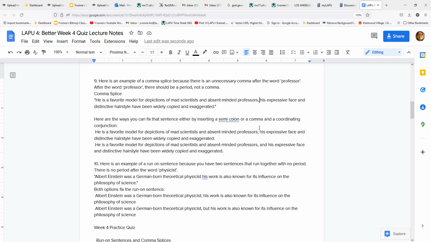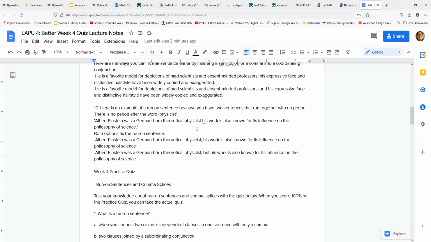He is, and here I corrected, he is a favorite of depiction. He is a favorite for depictions of mad scientists and absent-minded professors, semicolon. Or you can have a period and a coordinating conjunction. Either way, okay, you can correct it, but you're not supposed to have an unnecessary comma, and that makes it a comma splice. Here's another example of a run-on sentence. Albert Einstein was a German-born theoretical physicist.